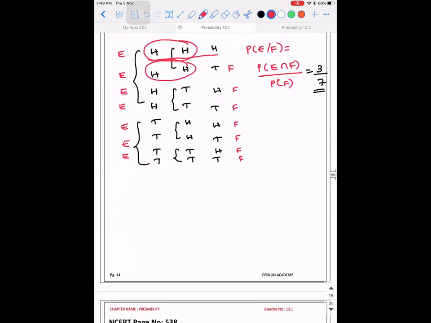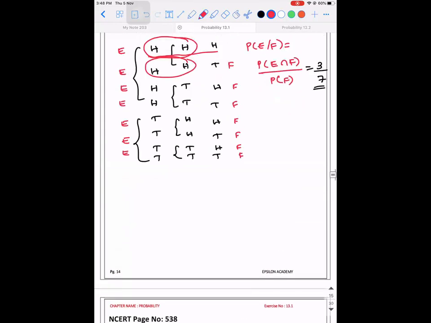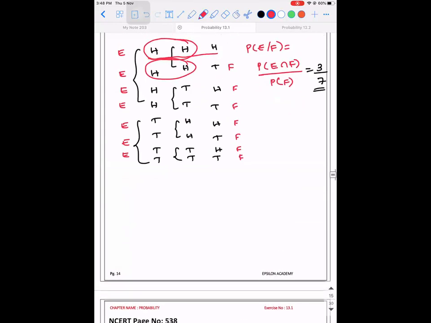So at least 1 tail. Here at most 2 tails. 1, 2, 3, 4, 5, 6. Here also I'm getting 7 by 7. Is it 1? No. This is the one I wrote extra.